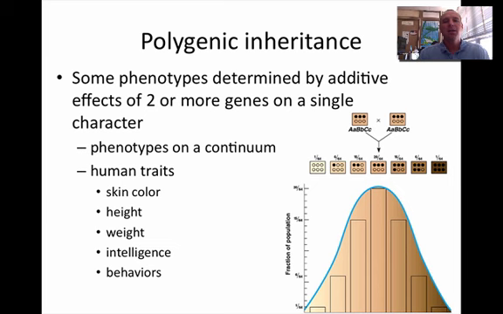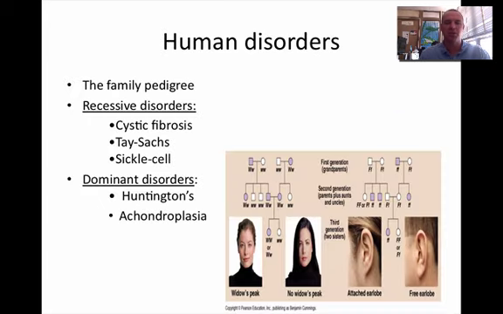All right? And then the last one is polygenic inheritance. This is when traits are controlled by two or more genes. Well, easy for me to say. An example would be skin color, height, weight, intelligence, behaviors. Anything where we have a multitude of variation is controlled by polygenic inheritance. And poly means many, genic means genes.